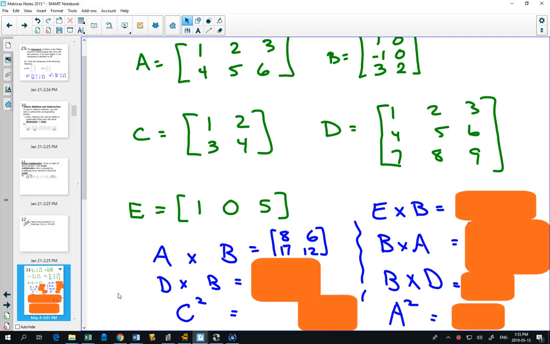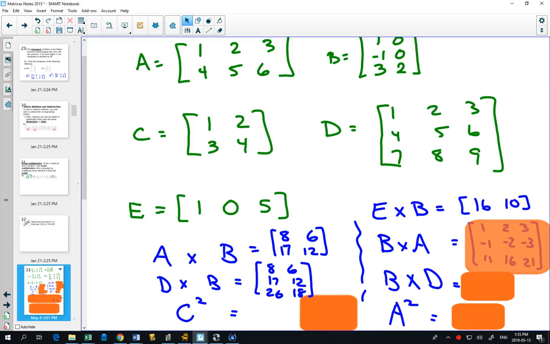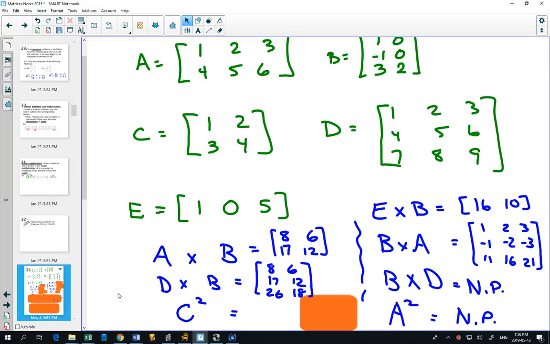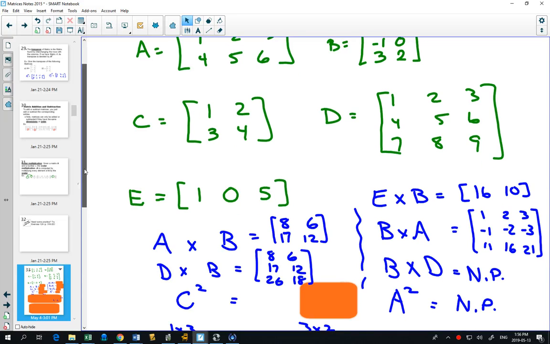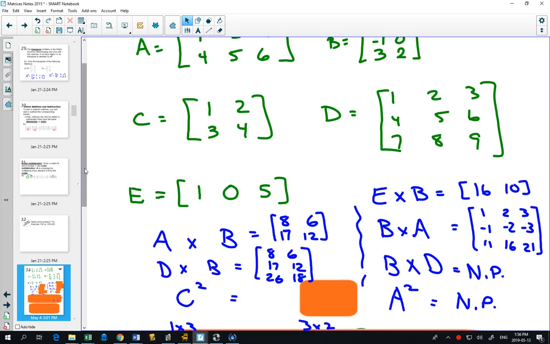So our answers up till now: D times B, that one was possible. C squared. Wait for it. Never mind. E times B, there we go. B times A. B times D was not possible. A squared is not possible. But C squared is possible. There it is.